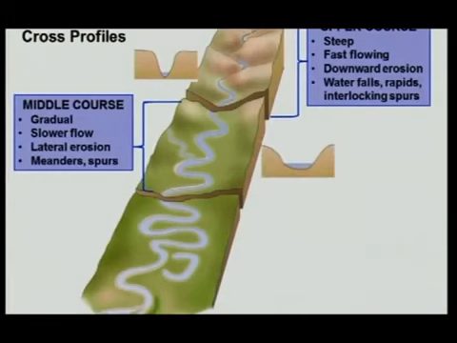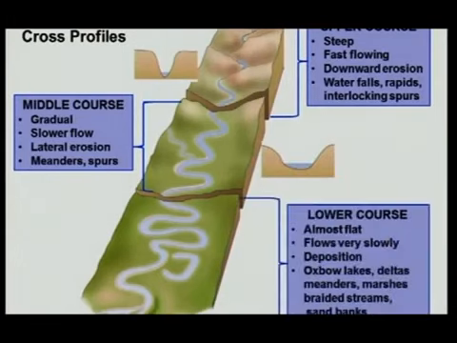The last one, this would be the cross section. I'm coming back to the cross section now again. This would be the lower course. Now your lower course is almost flat. Have a look at that, right? And because it's very flat, the water flows very, very slowly. And you're going to have deposition here. Have a look at here.